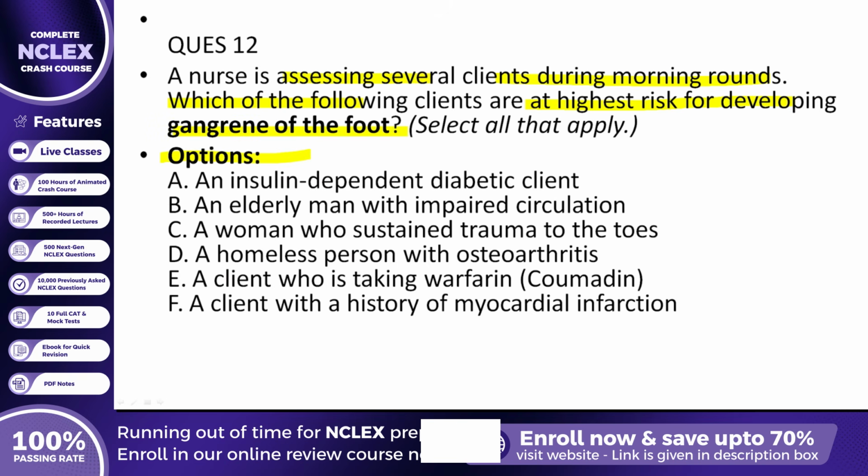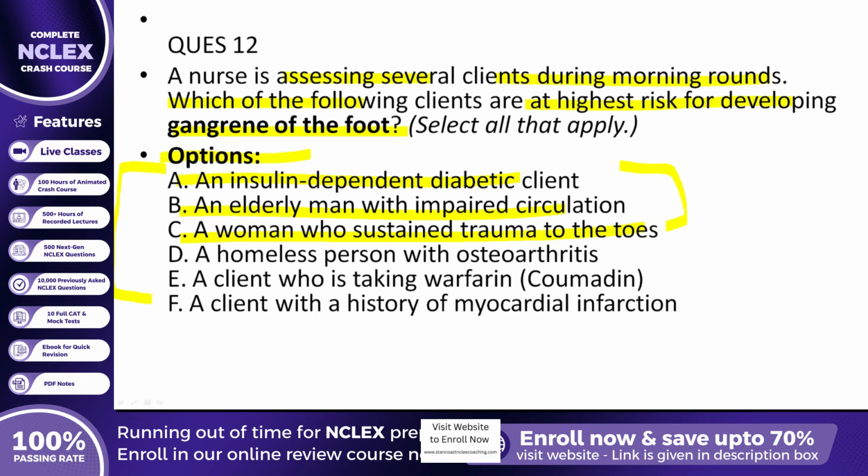The options include option A, an insulin-dependent diabetic client, option B, an elderly man with impaired circulation, option C, a woman who sustained trauma to the toes, option D, a homeless person with osteoarthritis, option E, a client who is taking Warfarin, also known as Coumadin, and option F, a client with a history of myocardial infarction. The correct answers here are options A, B, and C. The insulin-dependent diabetic client, the elderly man with impaired circulation, and the woman who sustained trauma to the toes.